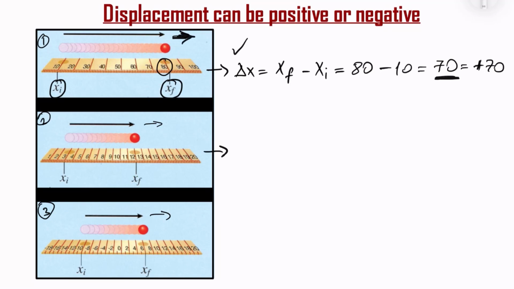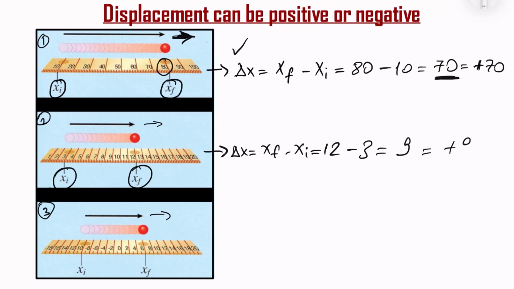Let's talk about the second picture. I will use the same formula again. Delta x equals x final minus x initial. What is the final point? 12. Minus, what is the initial point? 3. So 12 minus 3 is 9. So 9 means it is positive 9. It means it's moving in the right direction. Is it moving in the right direction? Yes, it is.